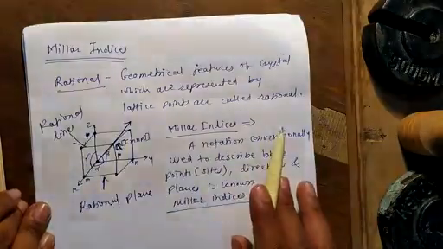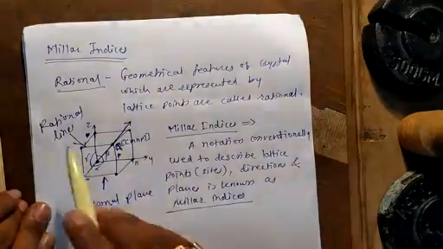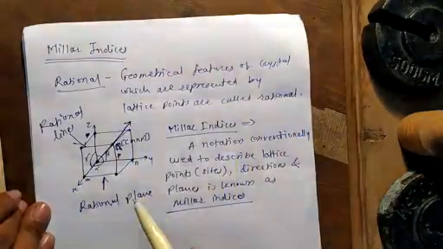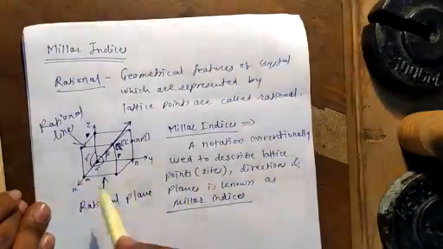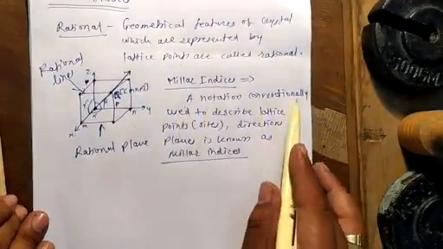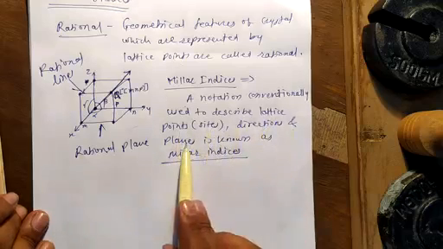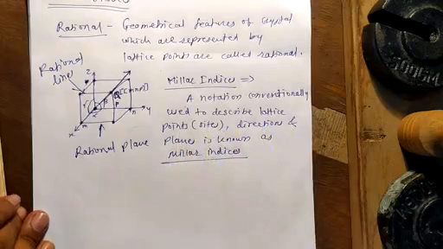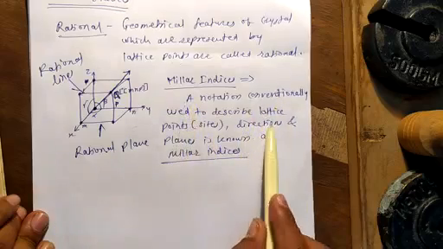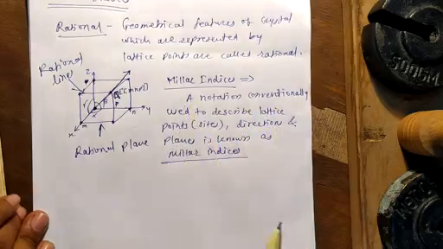All other features are irrational. If we consider the crystal, then with respect to the crystal, all the other features are irrational. Therefore, it is necessary to have appropriate notation to represent their rational features. A notation conventionally used to describe lattice points, which are called sites, directions, and planes, is known as the Miller indices.